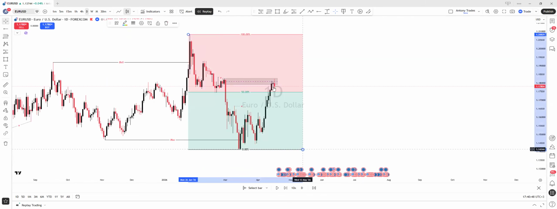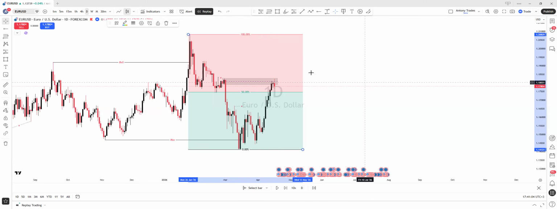So what do you expect? You expect the market to come to the premium, look for an entry or a key demand or supply zone that is resting within the premium zone. So you can see very clearly that you have this order block here from the daily time frame.